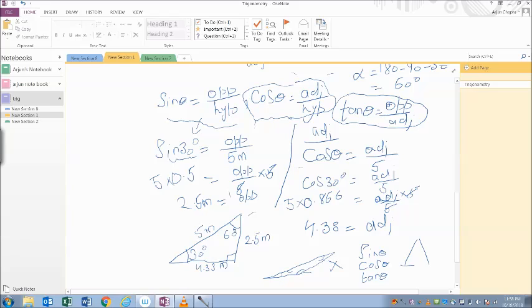So if the triangle is like this, can I apply these ratios to this? Can I apply the Pythagorean theorem to this? No, the answer is no. It has to be a right angle triangle. So one angle over here is 90 degrees.